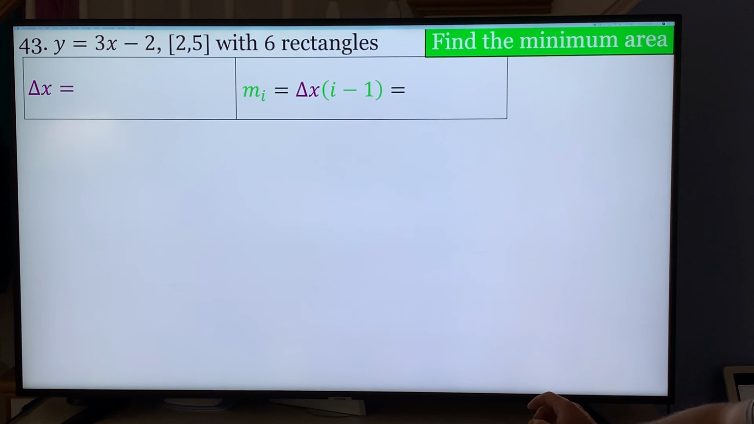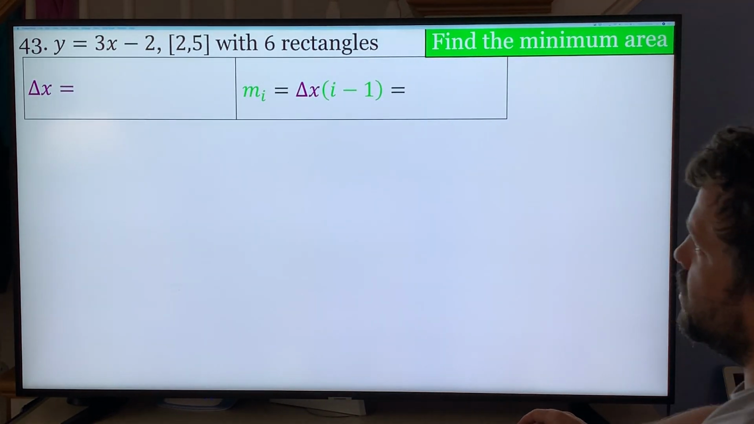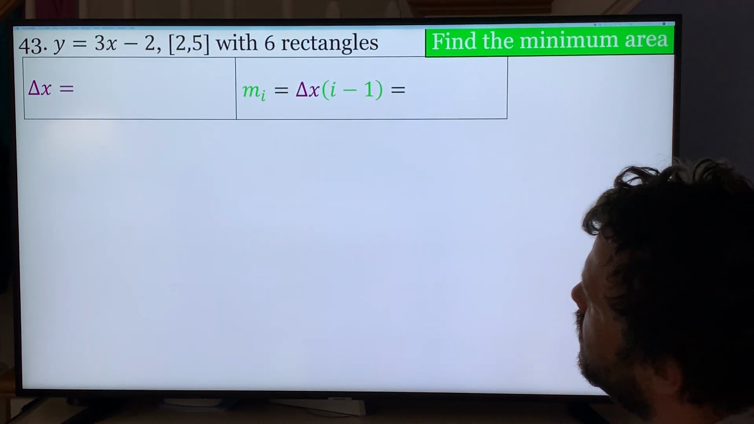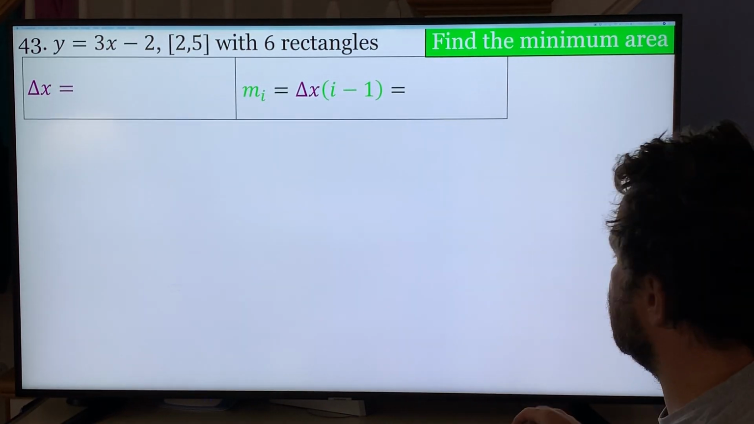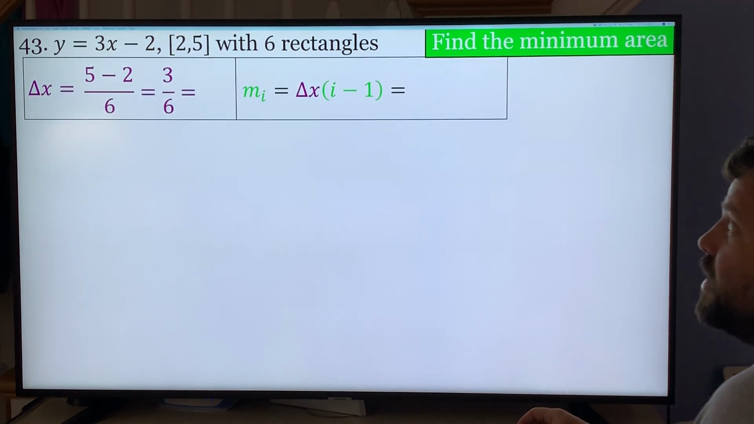Another one. Just keep on busting these out. We're going to do as many of these as it takes till you guys become experts. So, delta x: 5 minus 2 divided by 6. Once again, you get 3/6.